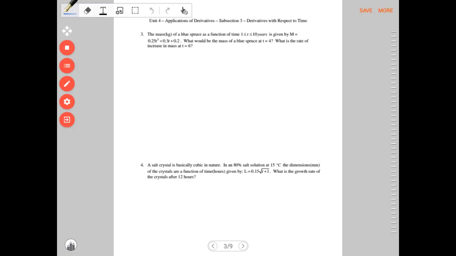Number 3, the mass in kilograms of a blue spruce tree as a function of time for the first 10 years, so from 1 to 10, is given by m equals that. So what would the mass of the spruce tree be at t equals 4, a 4-year-old spruce tree? Again, we're just going to use the formula they give us. So m equals 0.25 times 4 cubed plus 0.3 times 4 plus 0.2. Again, we just type that into our calculators, and we figure out that the mass of the spruce tree is 17.4 kilograms. Pretty straightforward.